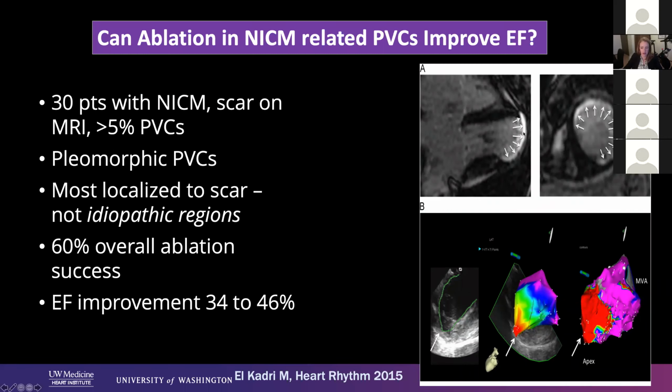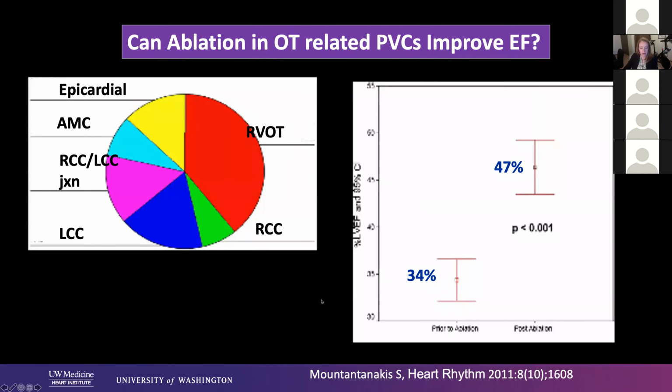This is an unusual scar pattern with sort of an anterior apical pattern. But again, improvement in ejection fraction, modest overall success, however, in the non-ischemic cardiomyopathy group. Can ablation of outflow tract tachycardia or outflow tract PVCs also improve ejection fraction? So if we slice it that way, the answer is also yes.